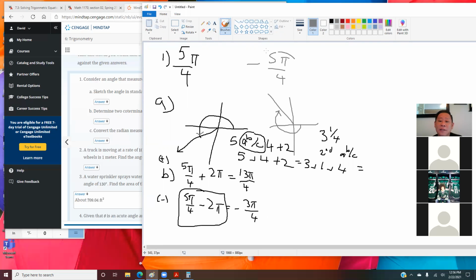Now I want you guys to take this one, the one with the negative. I want you to find the coterminal angles. One of them must be positive, one of them must be negative.